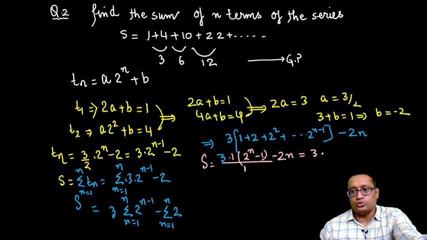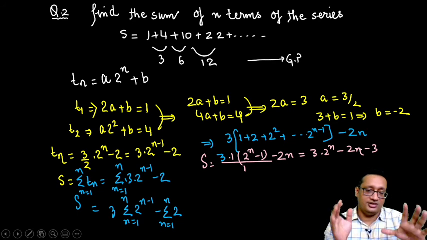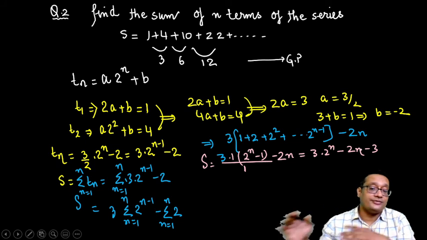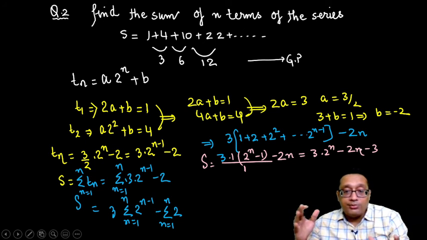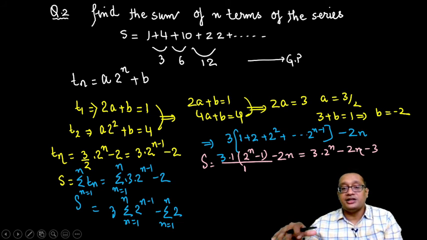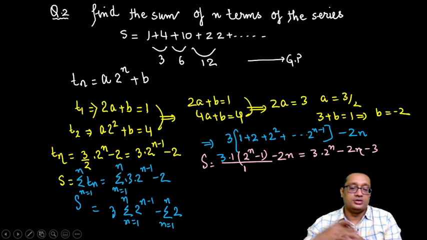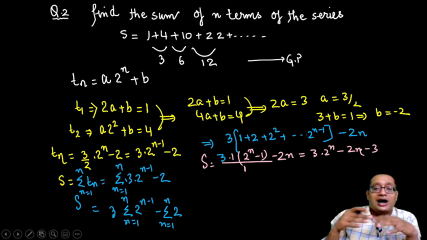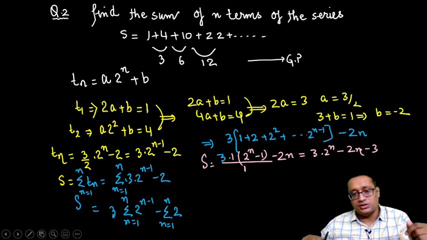It means 3 into 2 to the power n minus 2n minus 3 is the sum of the series whose successive terms are in GP. I am not able to write the nth term by seeing the series, but considering Tn equal to A into 2 to the power n plus B, I am able to write the nth term. Now I will show how I get this formula.